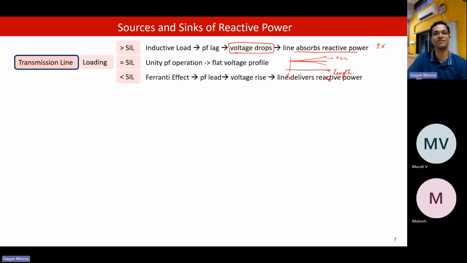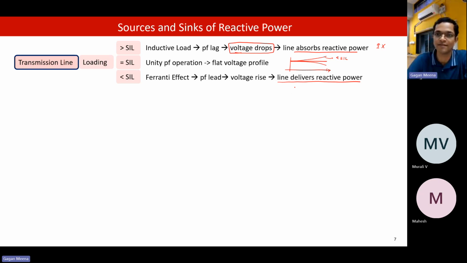This, as we already know, is called the Ferranti effect. When EHVAC or ultra high voltage lines are lightly loaded or open circuited, the voltage at the receiving end rises, because the line is delivering reactive power. The capacitive element in the line is delivering reactive power.